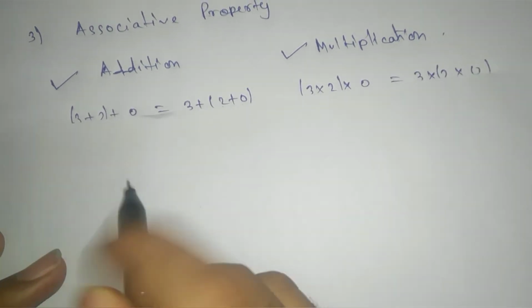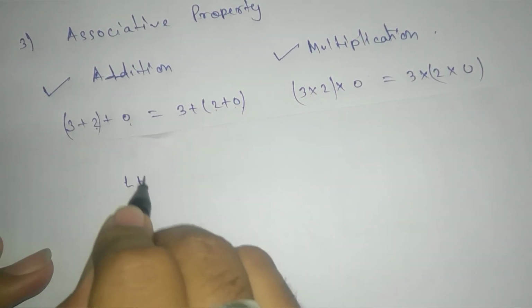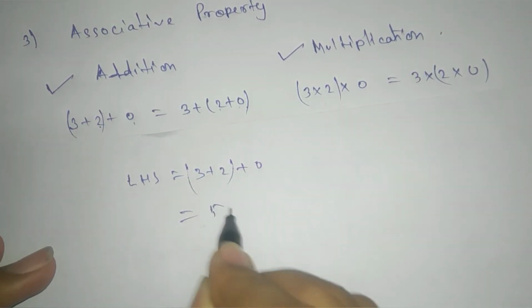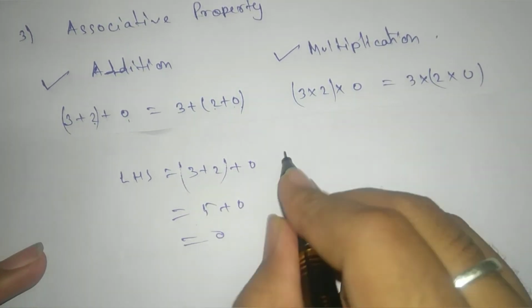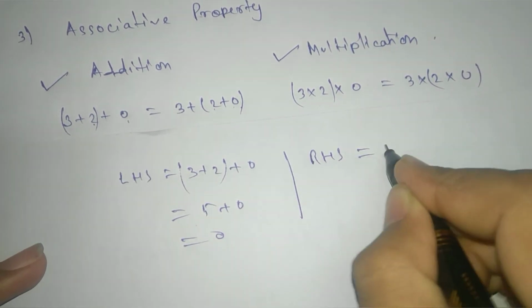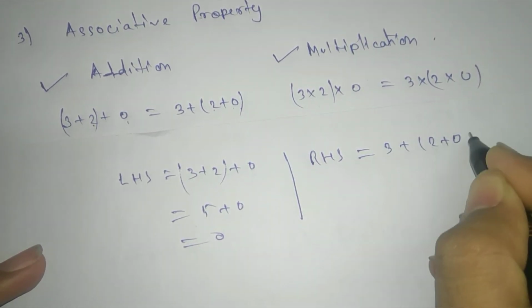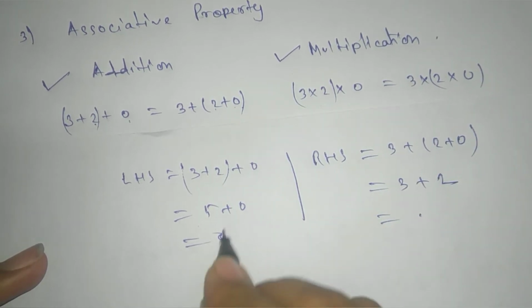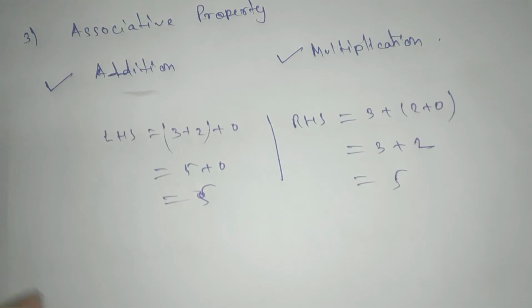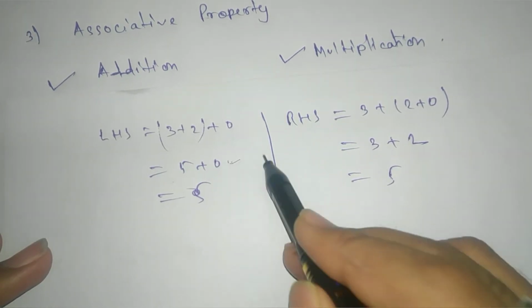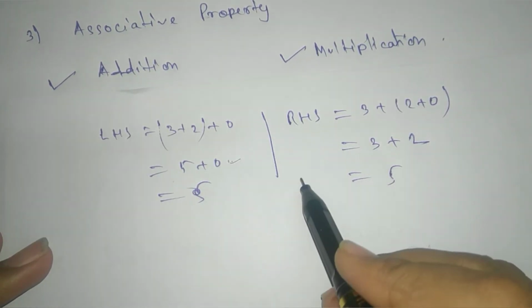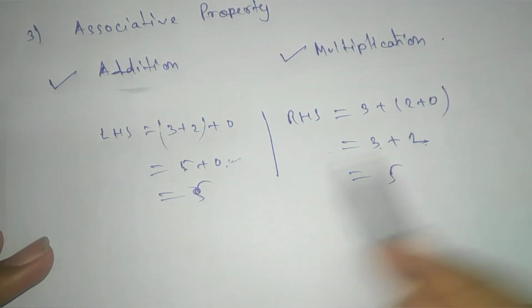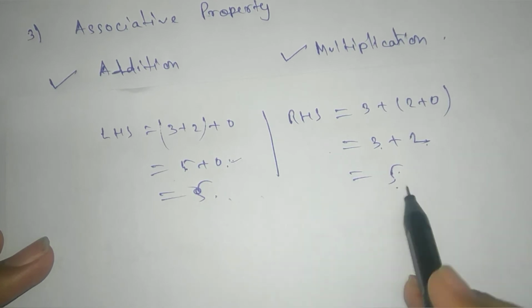See here, if I go with this first one, LHS. LHS is what? 3 plus 2 plus 0. So 5 plus 0 is what? 5. And for RHS, right hand side, that is 3 plus 0 plus 2, we get 3 plus 2 equals, sorry, here we get 5, and here also 5. So if you see the middle step, you can see that both are not the same. Here you are getting 5 plus 0 and here you are getting 3 plus 0, but the ultimate result, if you see here, both are the same.